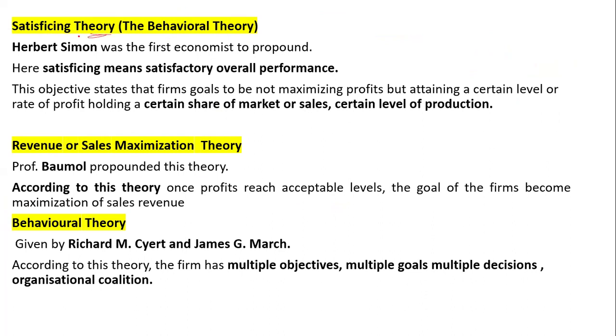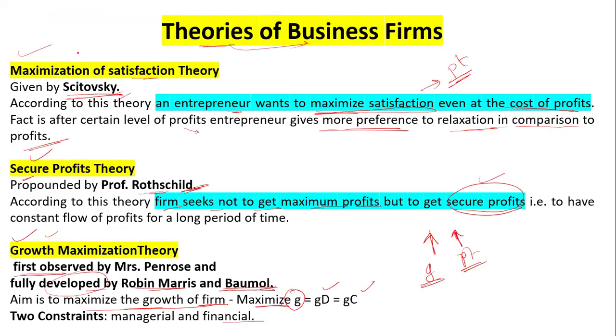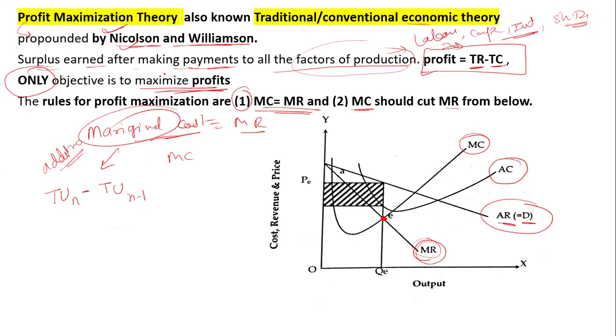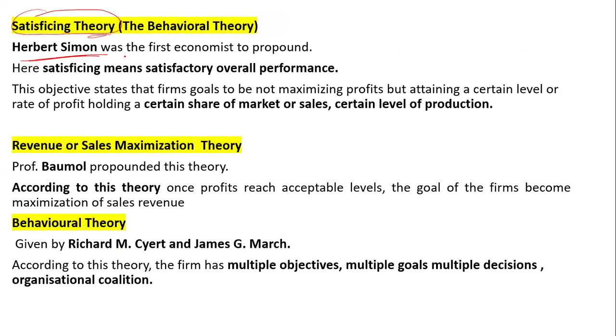Now the next theory is the satisficing theory. The satisficing theory is given by Herbert Simon. Here you can see the maximum satisfaction theory is different; it is given by Scitovsky. But the satisficing theory is given by Herbert Simon.